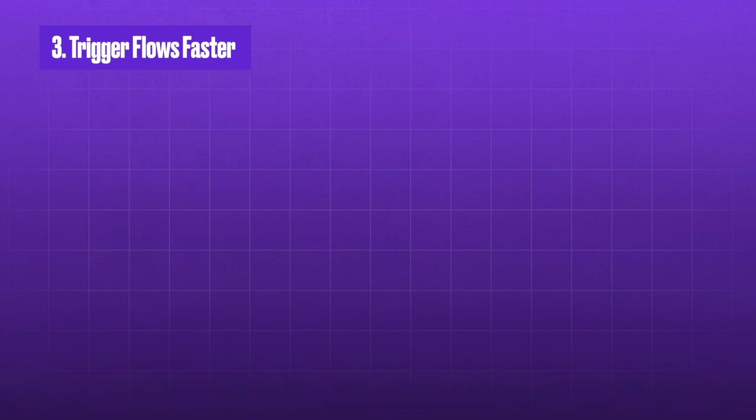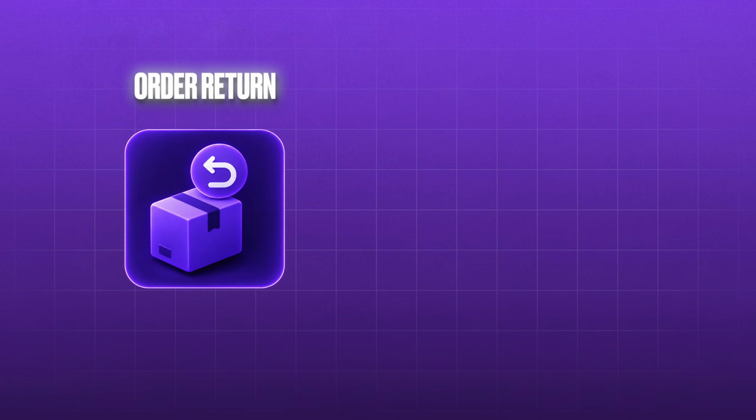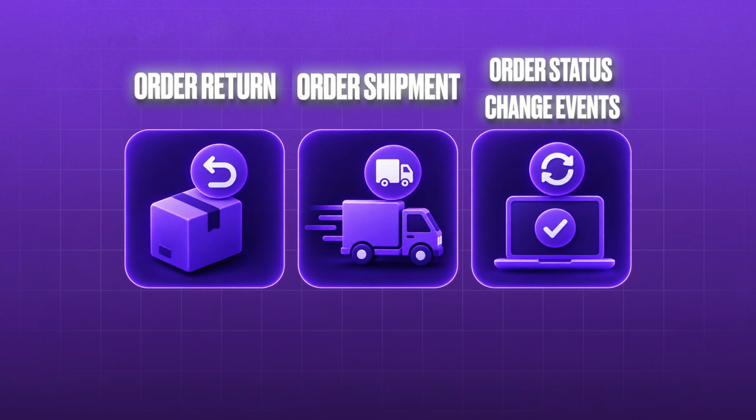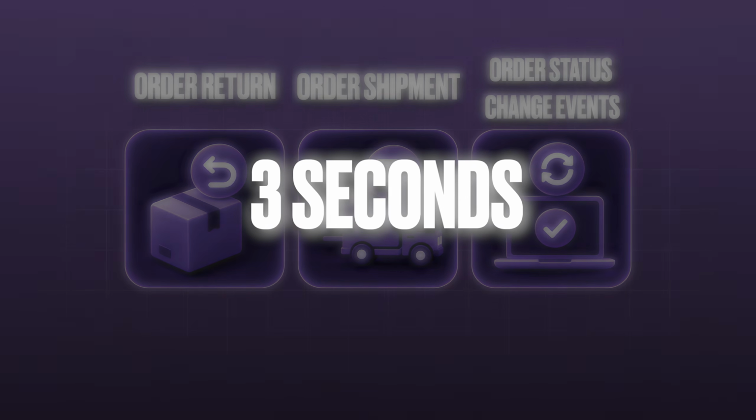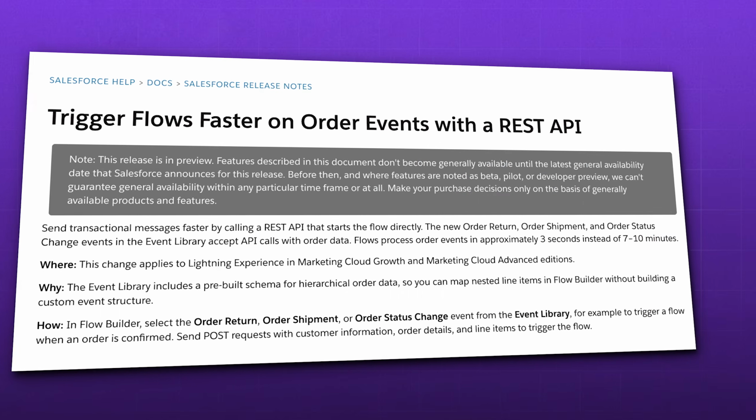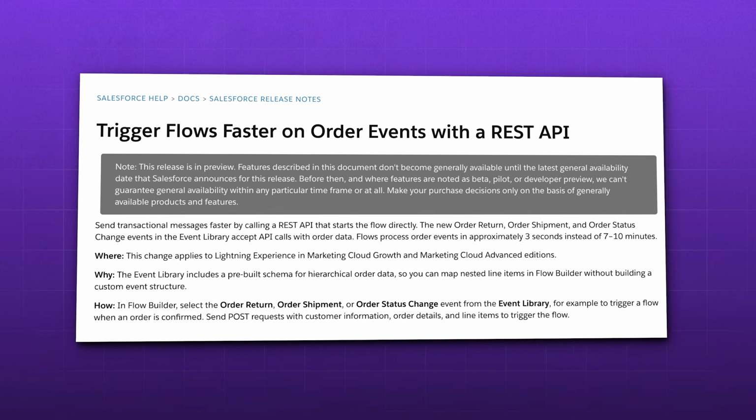Over in Marketing Cloud Flow Builder, you can now fire a flow on order return, order shipment, and order status change events, and have them processed in around 3 seconds. That used to take 7 to 10 minutes. This one applies to Marketing Cloud Growth and Advanced Editions.